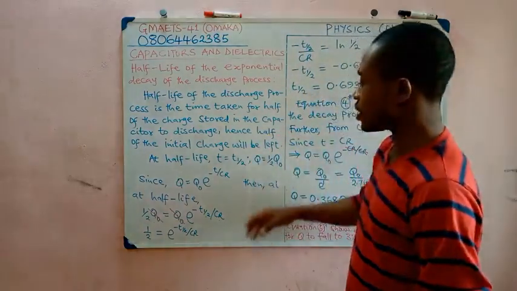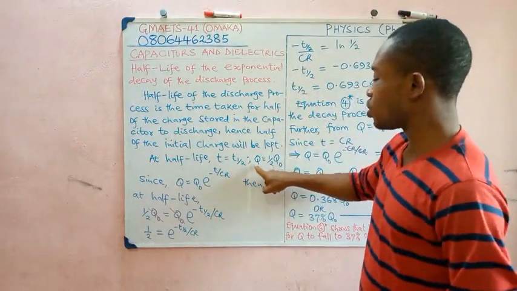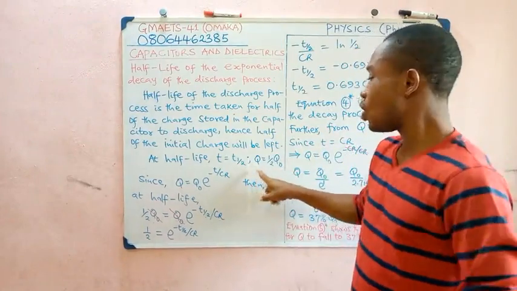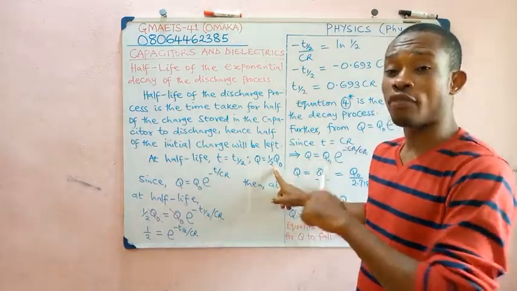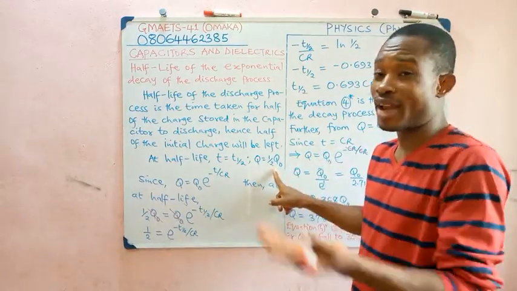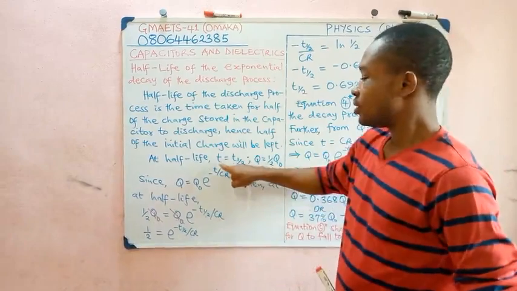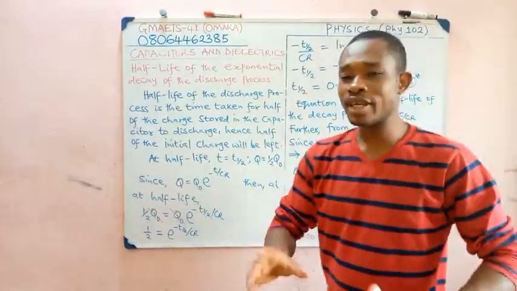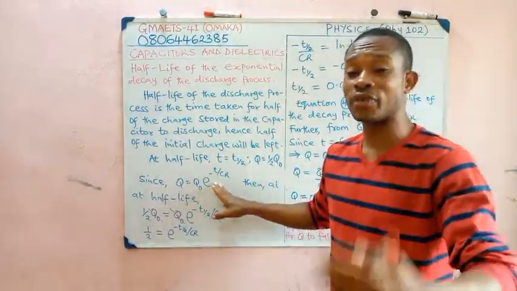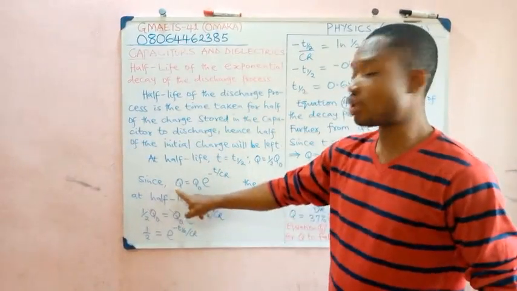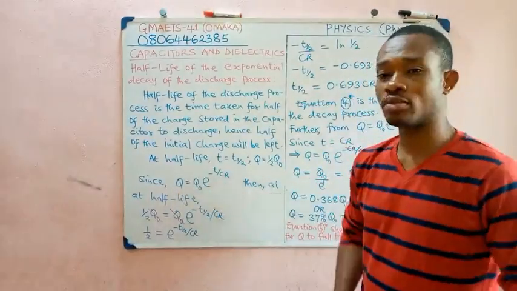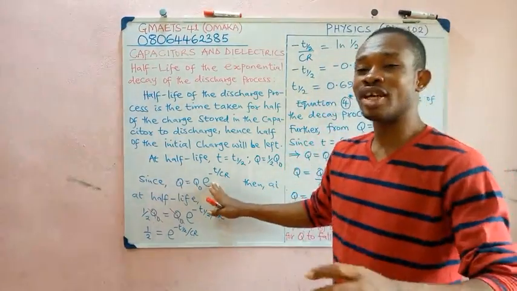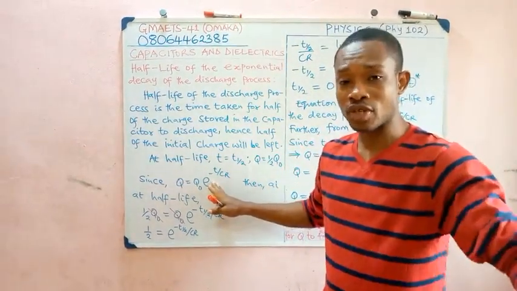Which therefore means that we can state that Q, which is the final charge left during the discharge at half-life, will be equal to 1/2 of the initial charge. Simply half of it. We are representing t now with t half. Now that being the case, let's go back to our equation 3, where we obtain that Q is equal to Q naught exponential minus t over CR. You know that this is the equation that models the discharge process of the capacitor.